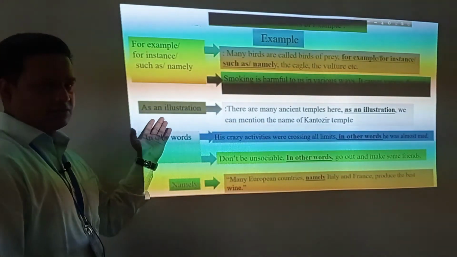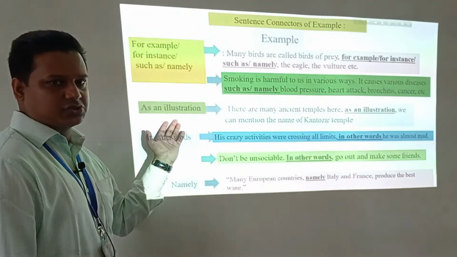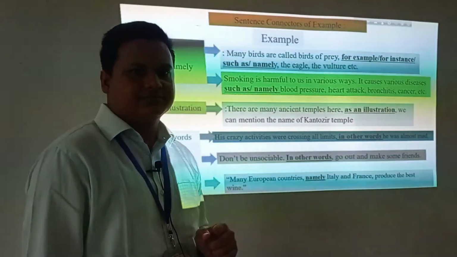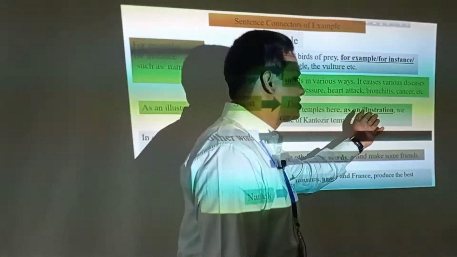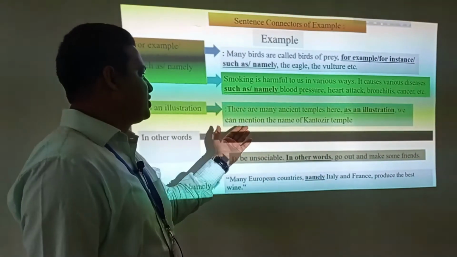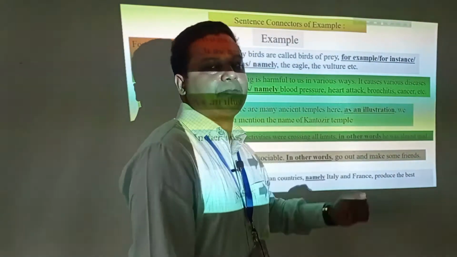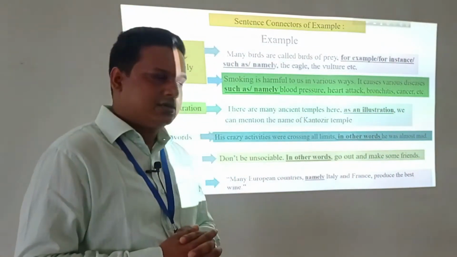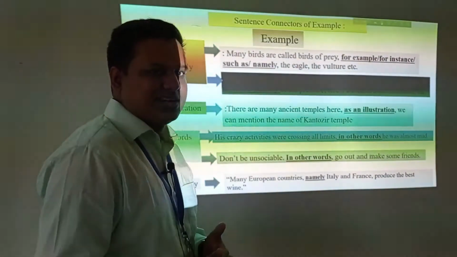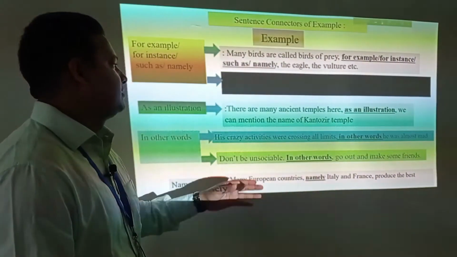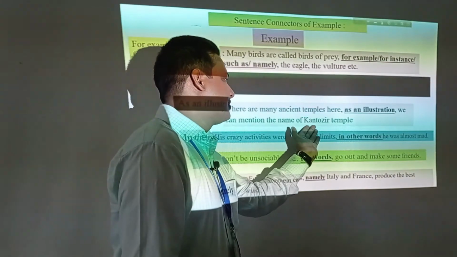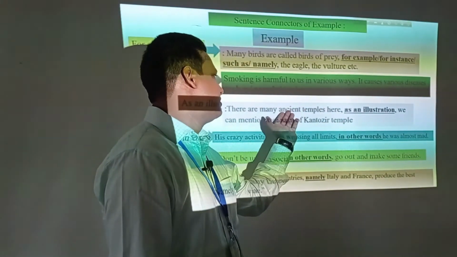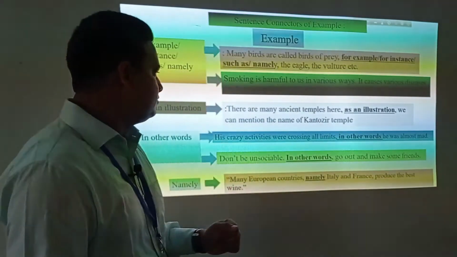Then, as an illustration, sentence connector. There are many ancient temples here. As an illustration, we can mention the name of Kantoji temple. So there are many ancient temples here. We can illustrate, as an illustration, we can mention the name of the Kantoji temple. Kantoji temple is one of them among ancient temples.